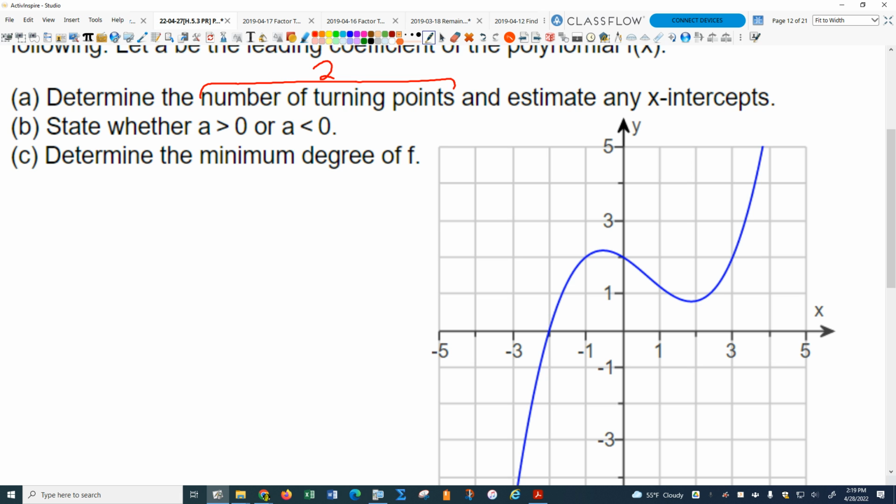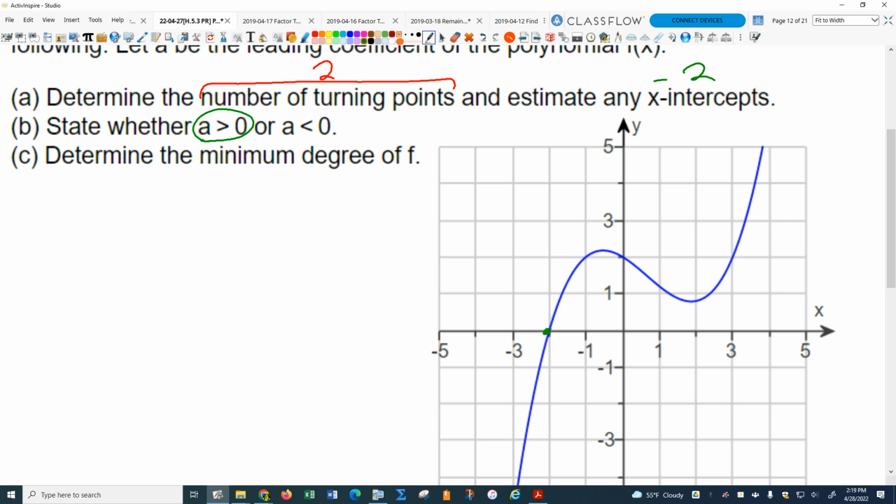Okay, so it looks like right there we get 1 x-intercept. Is the leading coefficient positive or negative on this one? Positive. How do you know? It matches the behavior for an odd degree polynomial. It should be up to the right and down to the left, which this one is, if the leading coefficient's positive. So in this case, a is definitely positive, greater than 0.